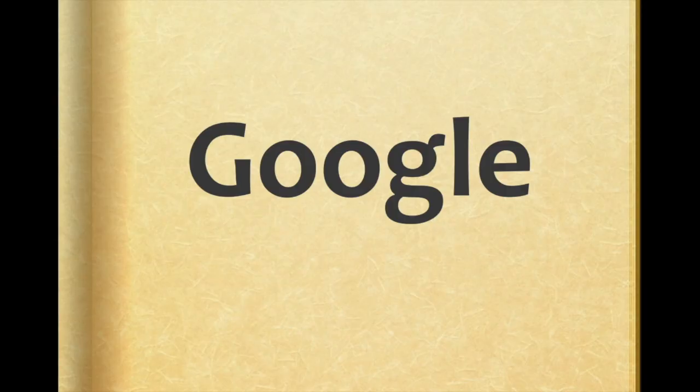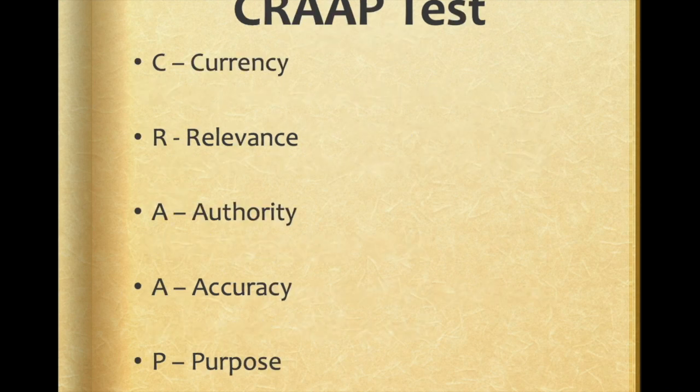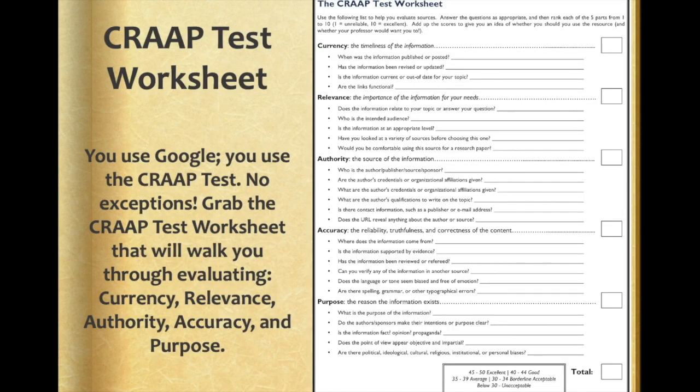Finally, we need to talk about what happens when we just do a random Google search to find an article. When you do a random Google search, you have to use a web page evaluation tool such as the CRAP test. Well, what's the CRAP test? The CRAP test decides whether a web page is crap or not. How perfect is that? It actually does exactly what it says. The CRAP test stands for currency, relevance, authority, accuracy, and purpose.